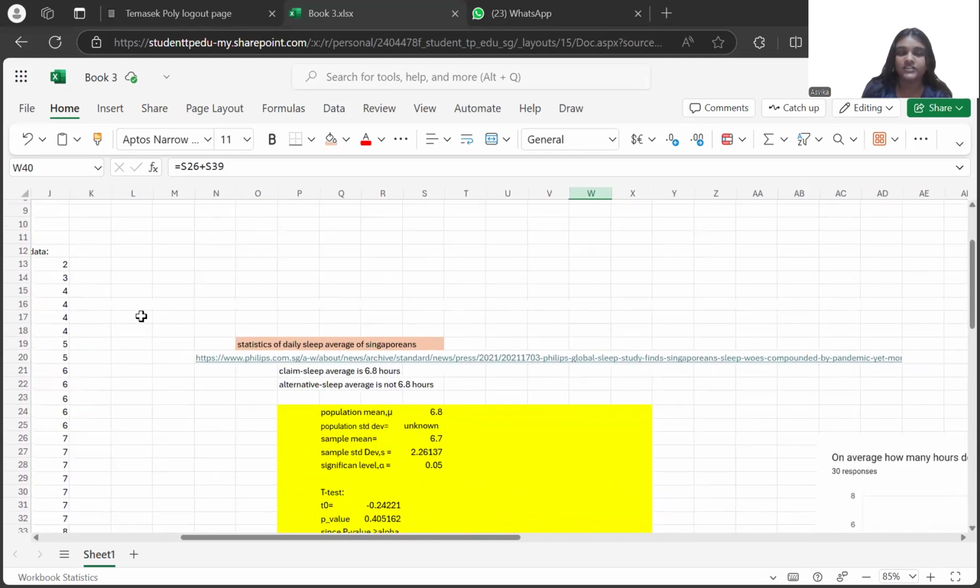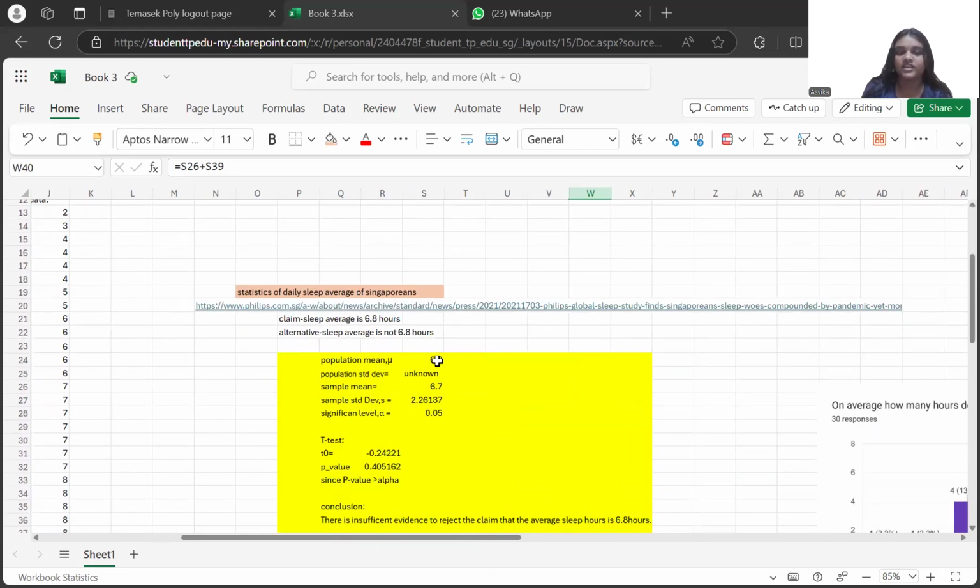Next, moving on, the claim is that the sleep average is 6.8 hours, and the alternative hypothesis is that the sleep average is not 6.8 hours, and this is where I got my information from. Moving on, the population mean is 6.8, as the claim is 6.8 hours. The population standard deviation is unknown here.